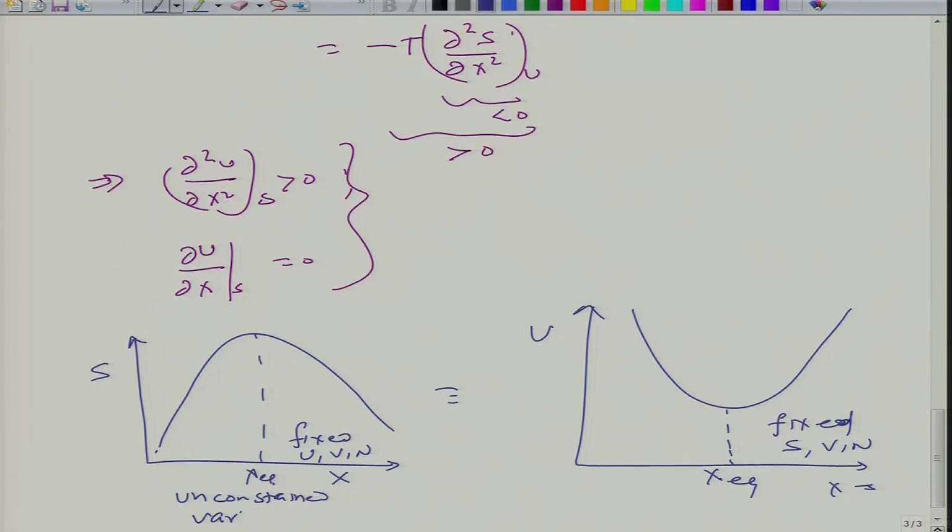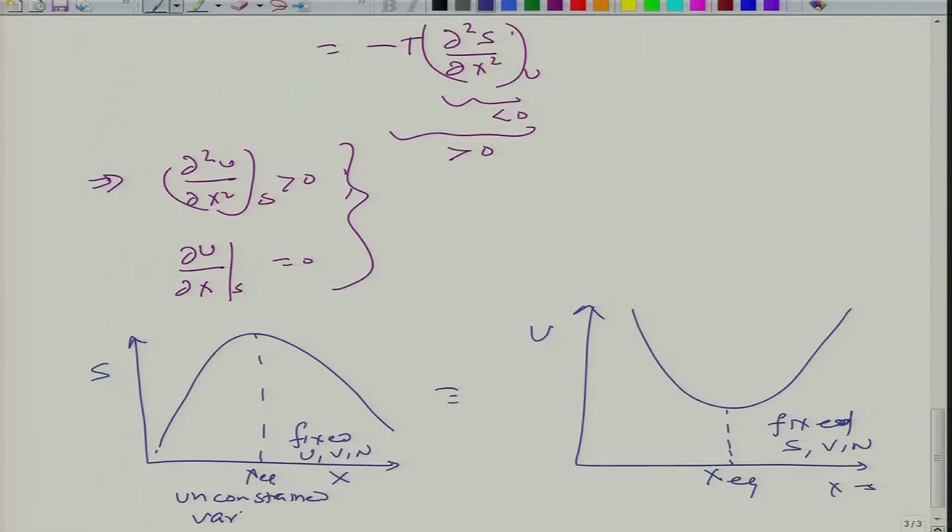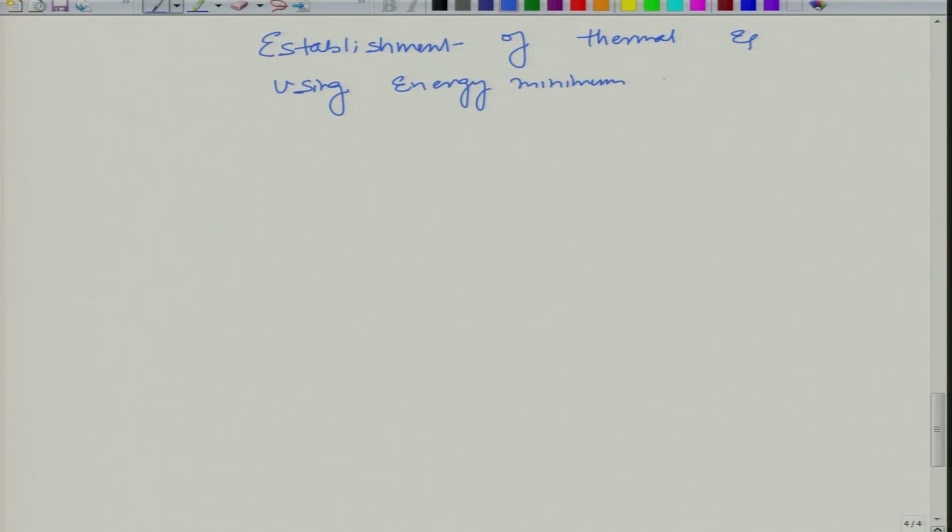So, using this concept of minimum energy, we can actually try to again evaluate the conditions of equilibrium such as thermal equilibrium and so forth. So, for the sake of illustration, I am going to just do one example. Okay. So, this would be just establishment of thermal equilibrium, and similarly you can do that for pressure and chemical potential. So, establishment of thermal equilibrium using energy minimum principle.